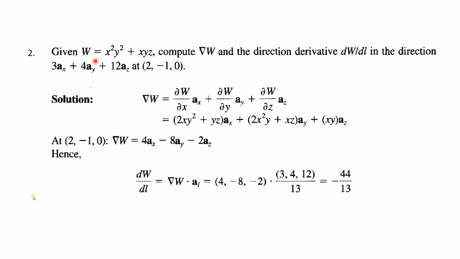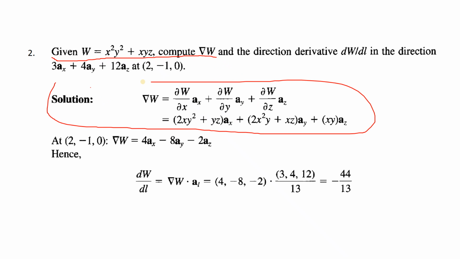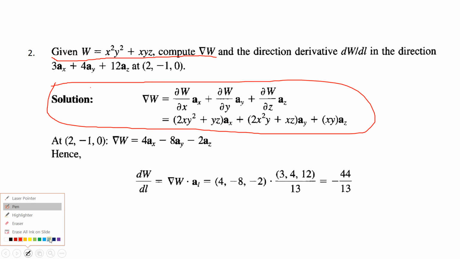Now the scalar is given, that is W, and you have to find out the gradient of the scalar. That part we have already calculated. That means the first part of the question we have already covered. Now we were discussing the second part. So this is the solution to the first part, this one. Now in the second part it is told that we have the gradient with us.